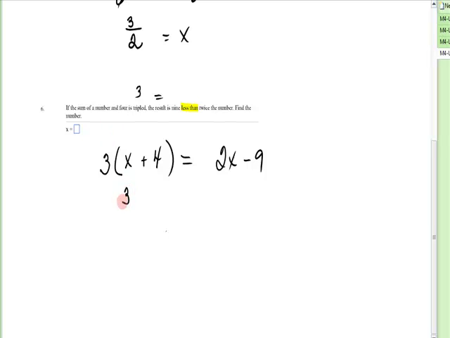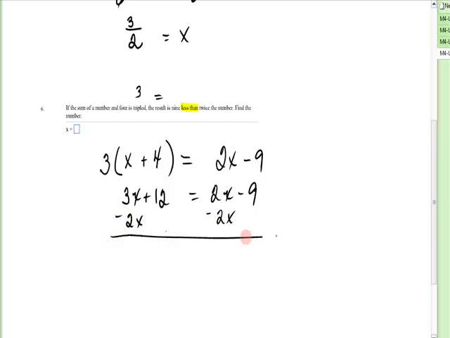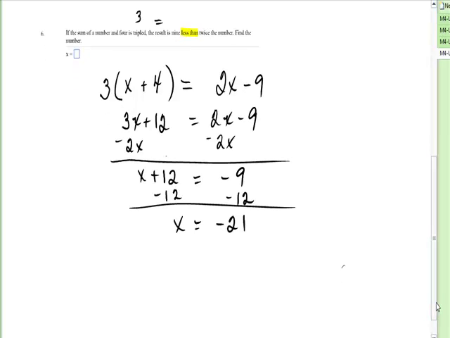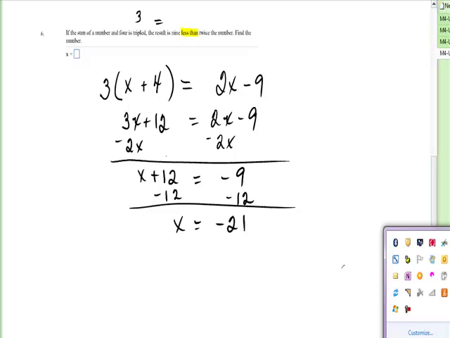Distributive property, that's 3x plus 12 is equal to 2x minus 9. Variables on both sides. Let's subtract 2x. That gives me x plus 12 is equal to negative 9. Subtract the 12. X is equal to negative 21. And that should be my answer. All right, jump in there and work on those word problems that are direct translation.